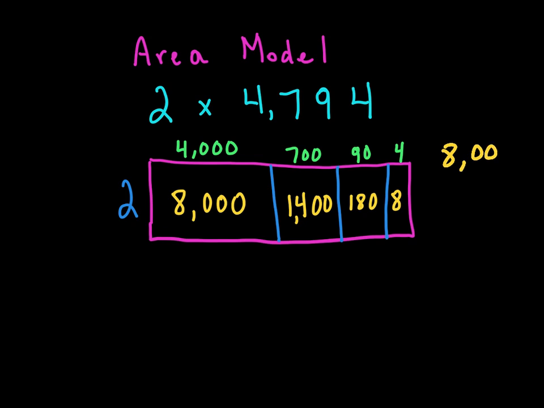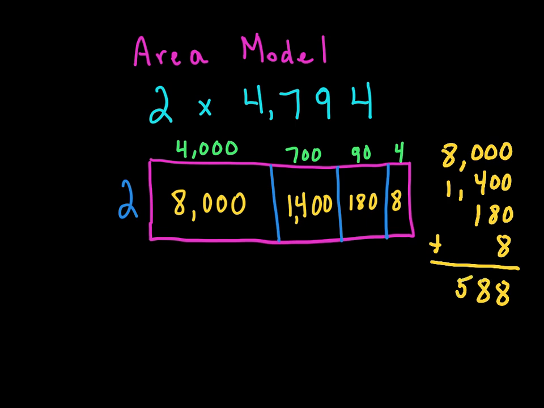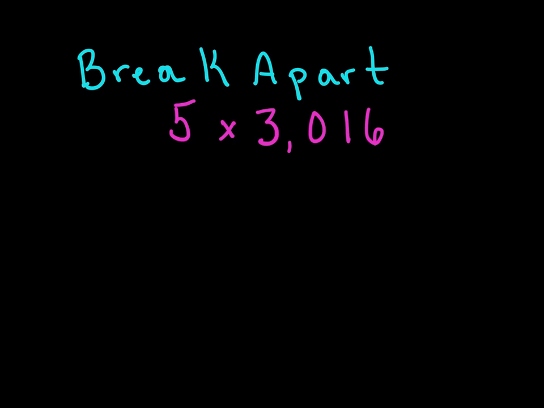We have 8,000, we have 1,400, we have 180, and we have 8 ones, and we're going to add them up. We have 8 ones, 8 tens, 5 hundreds, and 9,000. So the product for 2,000 times 4,794 is 9,588.